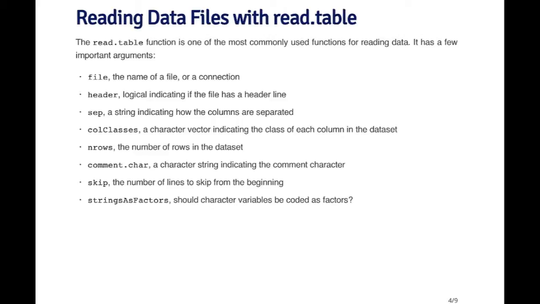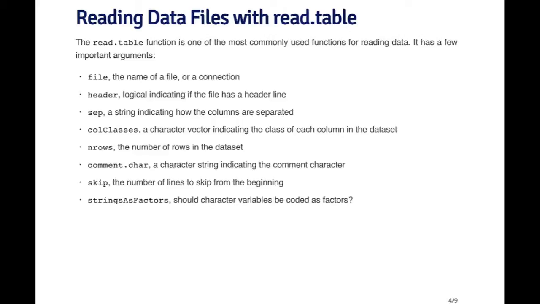colClasses is a character vector whose length is the same as the number of columns in the dataset, and the character vector indicates the class of each column in the dataset. For example, if the first column is numeric, the second column is logical, and the third column is a factor, and so on. The colClasses argument is not required, but it tells read.table what the class of the data is for each column. nrows is the number of rows in the dataset. This is not required, but it can be used.